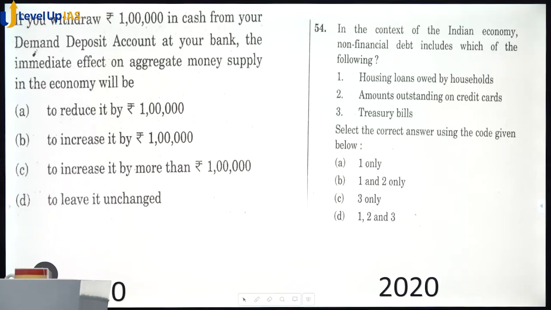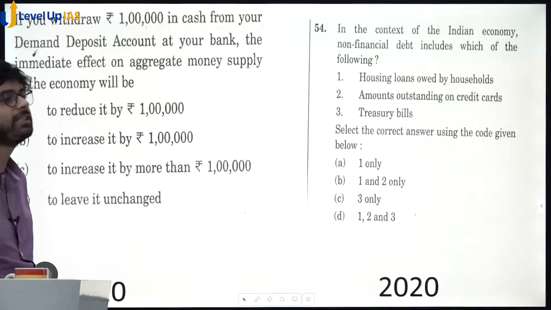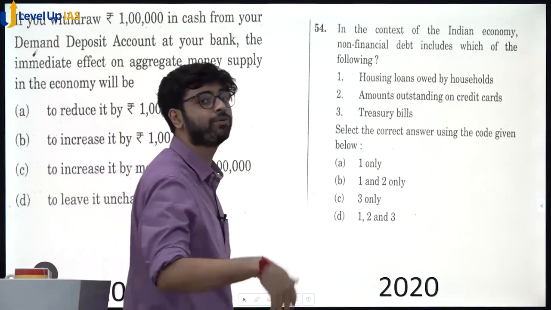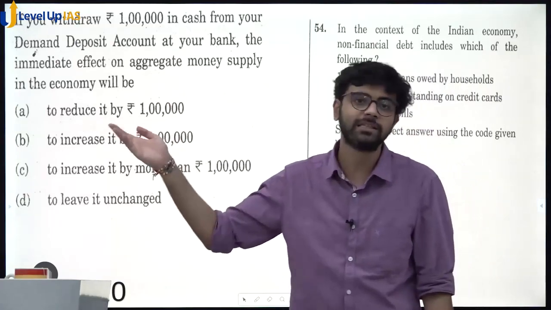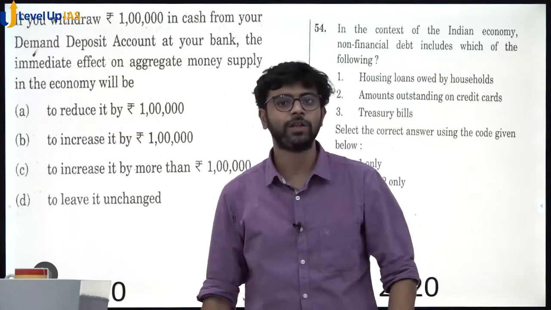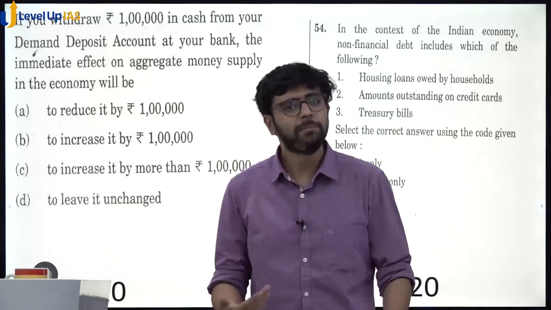What is M1? Currency in circulation plus demand deposit. You are withdrawing from demand deposit, but it is going into currency in circulation. What is happening here? Money supply doesn't change. Only the form of money is changing. Is money supply in the economy changing? No. Unless you keep it and do not bank it, in the long term it might reduce, it might increase. If you bank it, it will increase. If you keep it under your pillow, in the long term it will reduce. Yes or no? What will be the immediate effect?